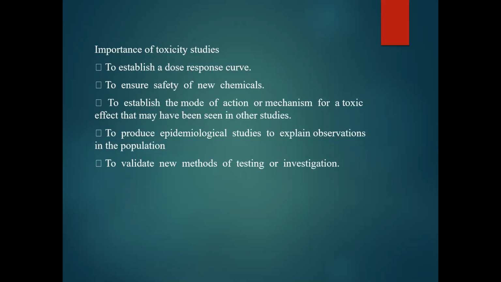To establish the mode of action or mechanism for a toxic effect that may have been seen in other studies. So it basically establishes the mechanism of how it works for a toxic effect, if it has been seen in other studies as well. To produce epidemiological studies to explain observations in the population. For example, if a person is smoking, a long investigation into the association of smoking with lung disease is done. So this is also important for toxicity studies. To validate new methods of testing or investigation, particularly those conducted in vitro. This is mainly in vitro rather than in animals. So validation of new methods of testing and investigation is done by toxicity studies.